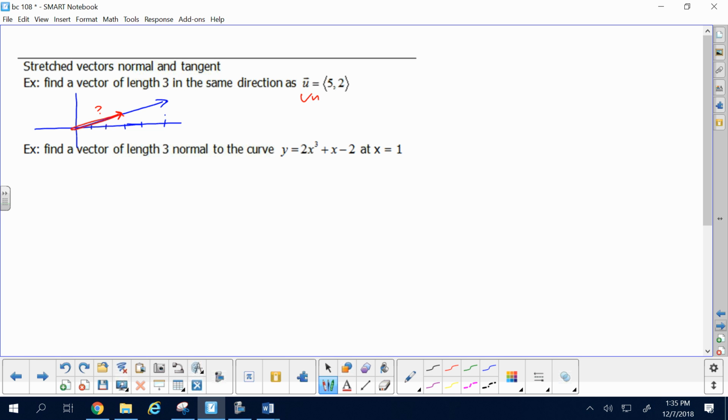Yeah, find a unit vector, take it down to 1 unit long, then stretch it out to 3. So a unit vector would be 5 over root 29 and 2 over root 29. And then to stretch it, you multiply by a scalar. So 15 over root 29 and 6 over root 29.